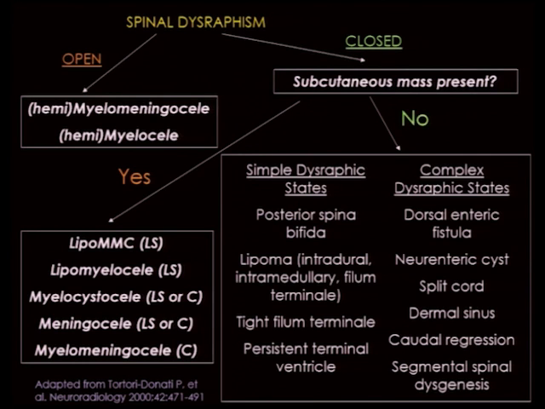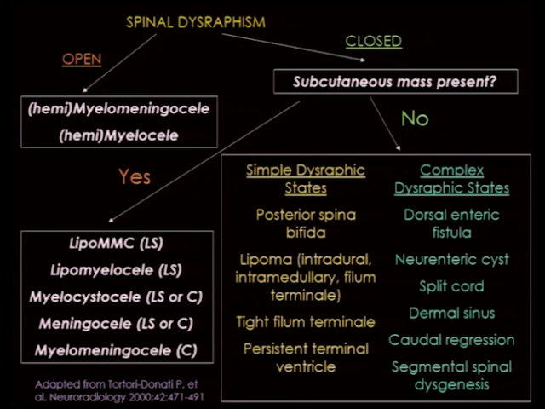If there's no subcutaneous mass present, you're either dealing with one of the simple dysraphic states, again, a small differential diagnosis of some pretty simple lesions with which most of us are familiar, or one of the complex dysraphic states. And again, I'll go over the imaging features of these. So in the half an hour that I've been given, we can't exactly cover the entire gamut of spinal dysraphism. So we're going to focus on the closed lesions for today.